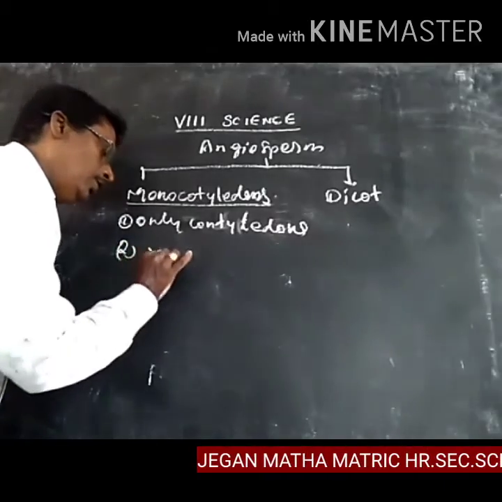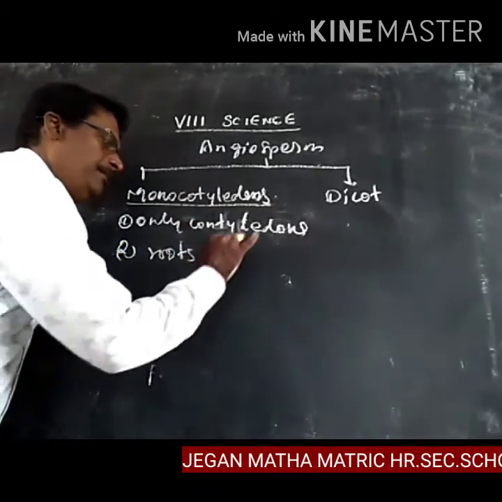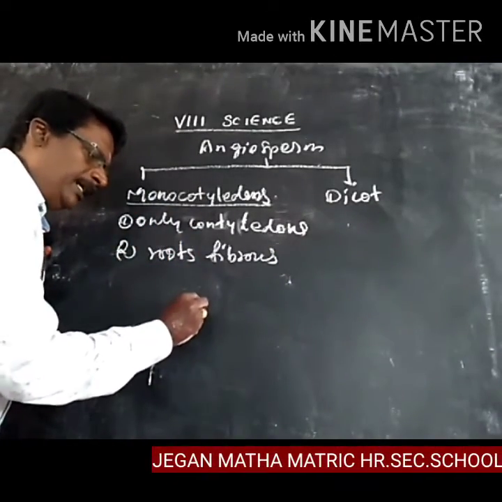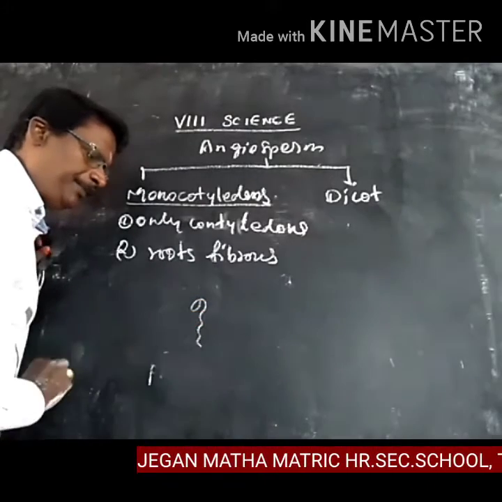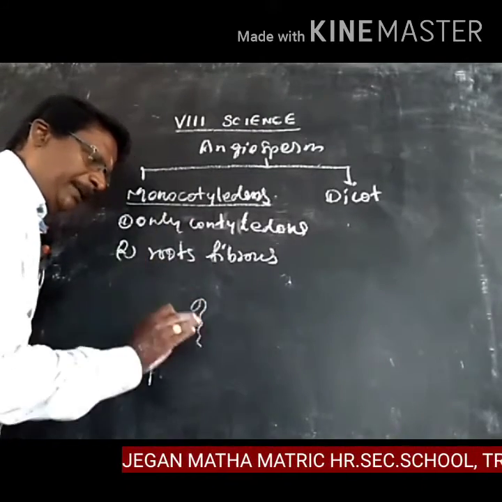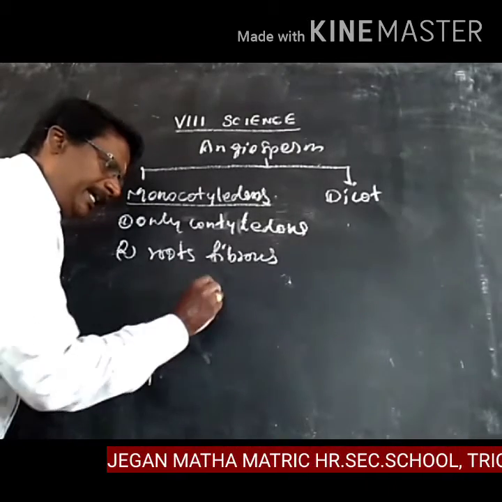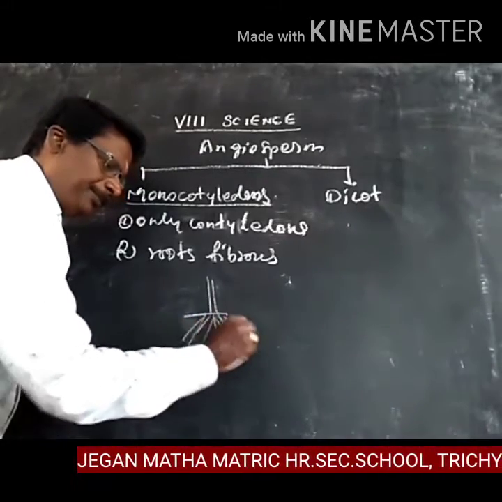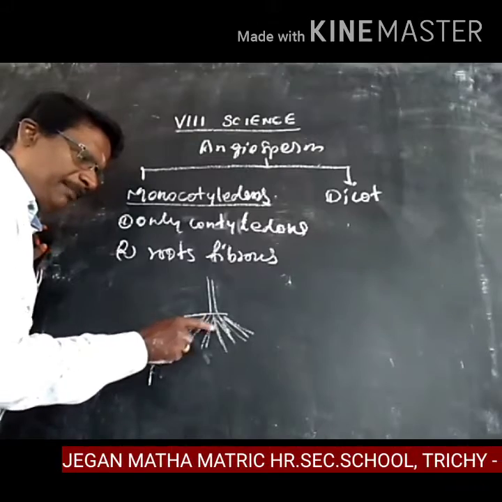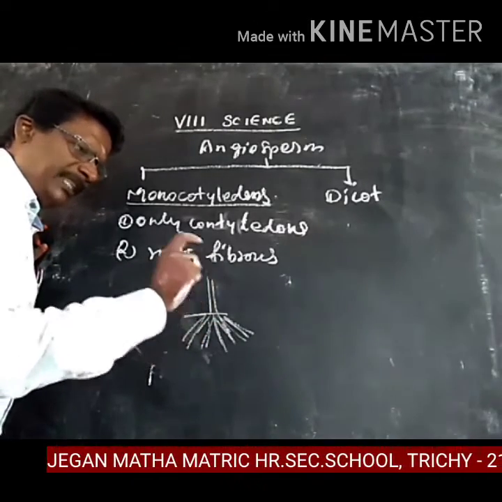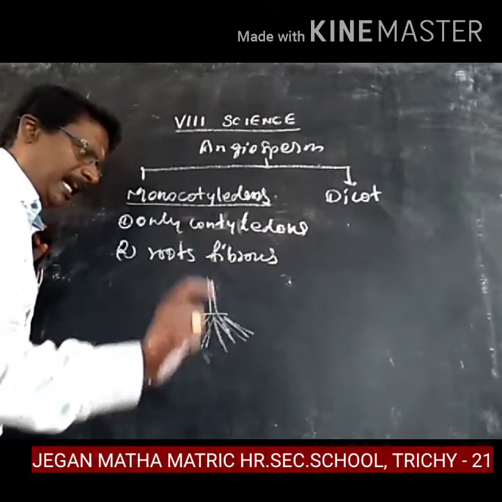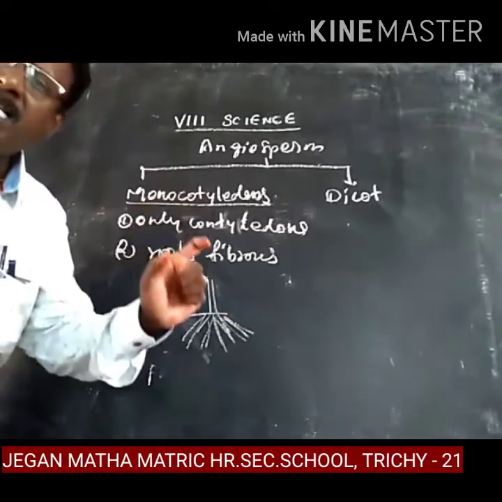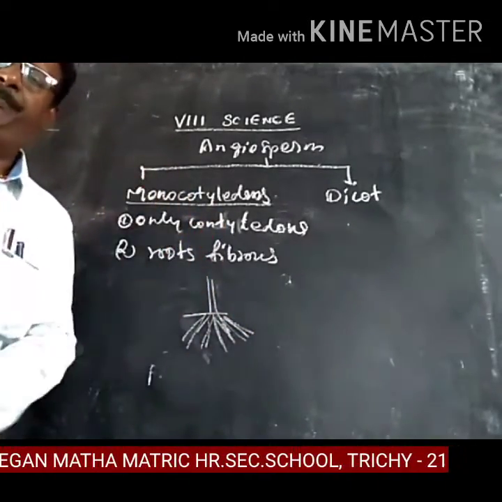Second, the roots are fibrous roots. What is the meaning of fibrous roots? Here, the primary root lives for only a short period and then disintegrates. All the roots arise from the basal part of the stem. All the roots are of the same thickness, almost white in color. This type of root is called a fibrous root, a characteristic feature of monocotyledons.